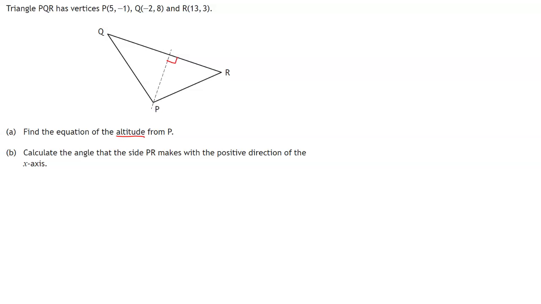Now it wants the equation of the line. Now remember, the form of the equation of a line is y equals mx plus c. So in order to get it, we either need the gradient and a point, or we need 2 points on the line. Now, on the altitude, I have the point P, I don't have the point where it meets the line QR. If this were a median, I could assume it's the middle of that line and find the midpoint. However, because it's an altitude rather than a median, I can't assume that. You're not allowed to assume things in maths.